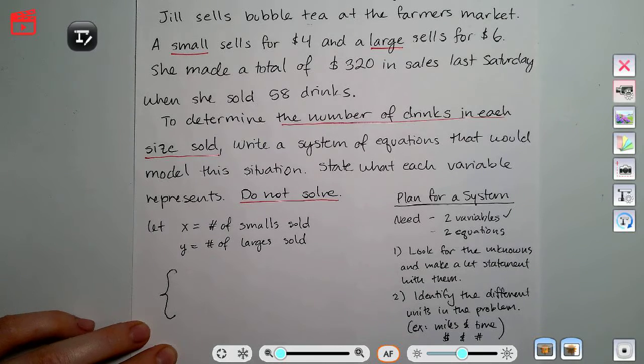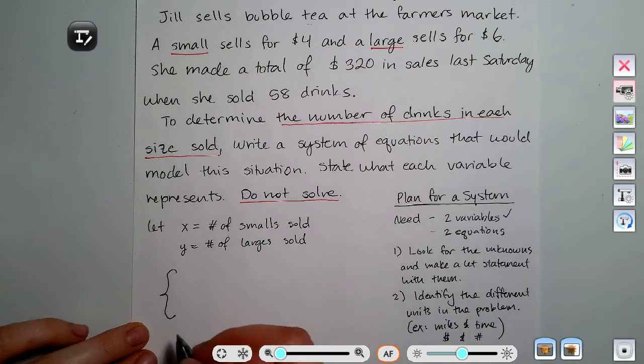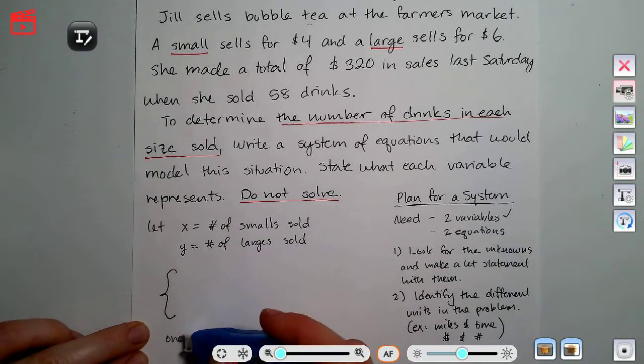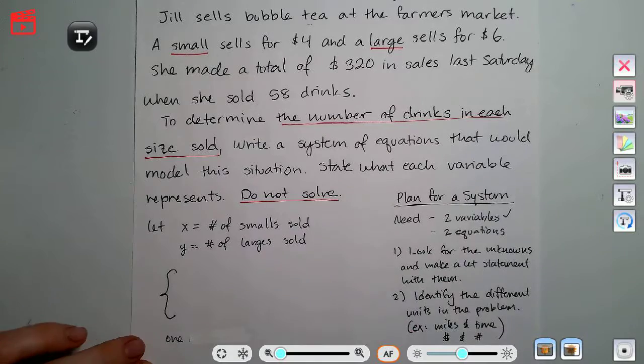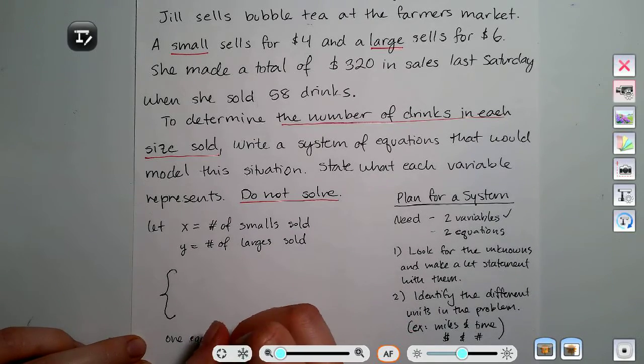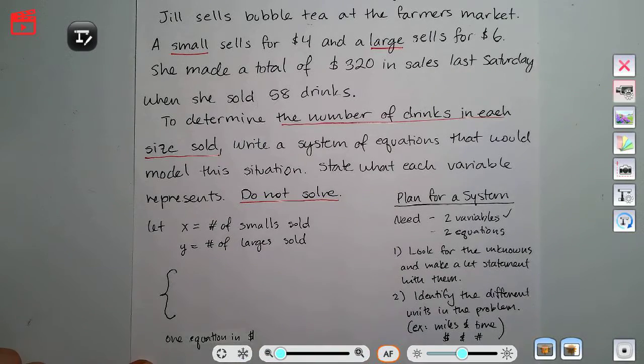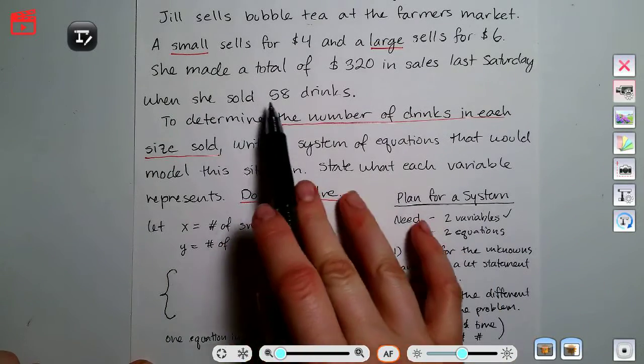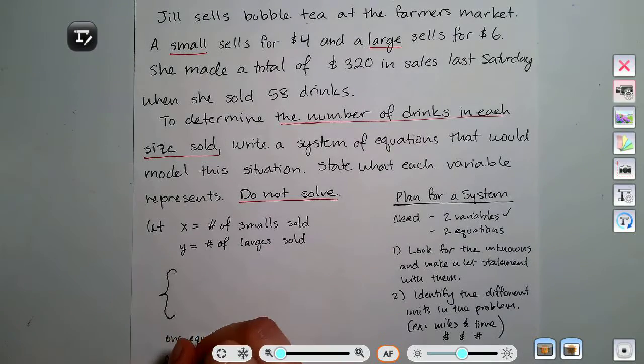So for our problem, we're going to want to write two equations, one in dollars. So one equation in dollars. Where's my whiteout? I'm going to rewrite the word equation too. Equation in dollars. And the other equation we said was going to be written in the number of drinks. So one equation in number or quantity.